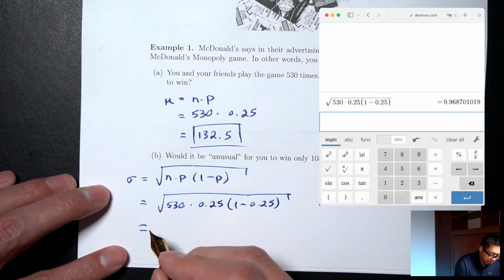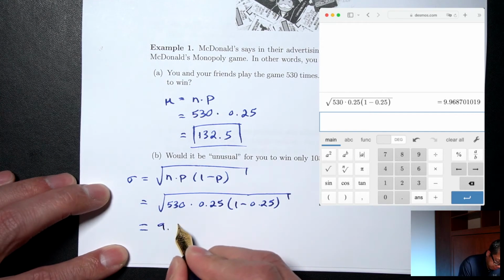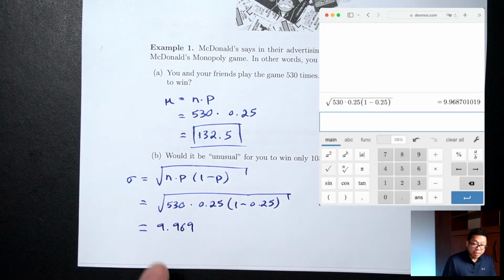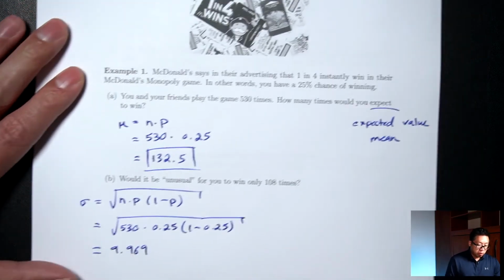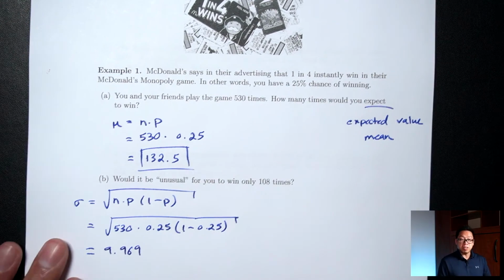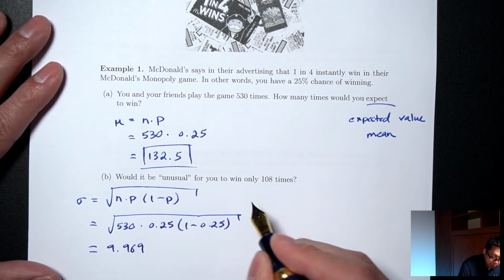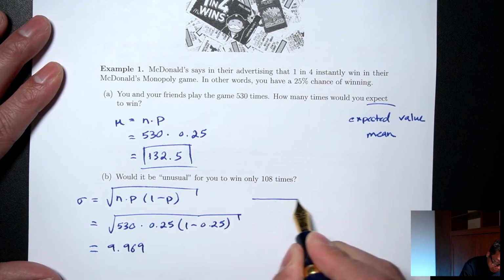9.969. Okay, that's the standard deviation. So to decide whether something is unusual or not unusual, we're going to make the empirical rule picture.